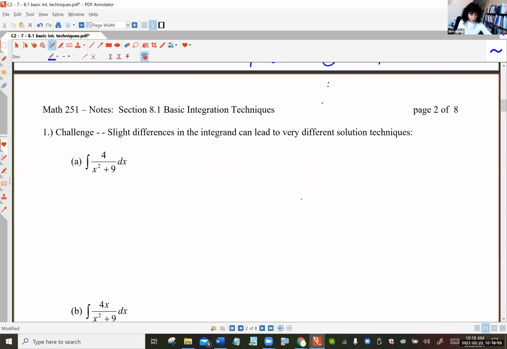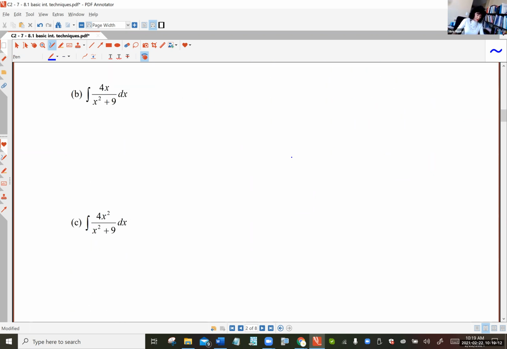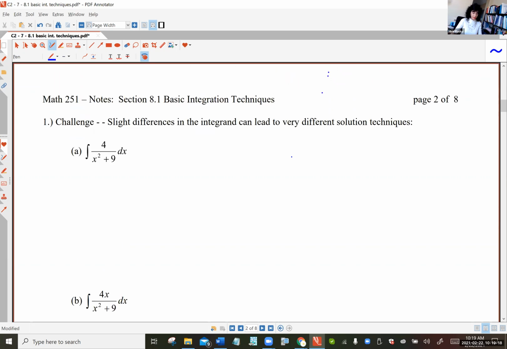So this first page of actual examples, what I like about it is you have to be good at pattern recognition to be a good integration student, because the first 3 examples here almost look like they're the same integral. If you look at A, B, and C here for problem 1, there's just slight changes, but they lead to very different techniques. So let's do them in turn.